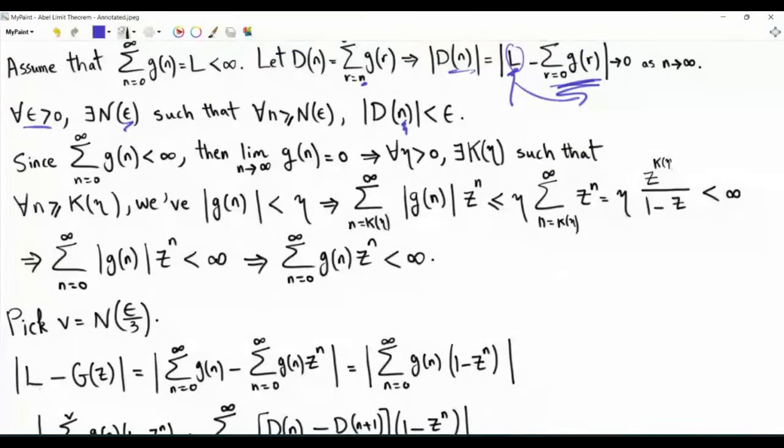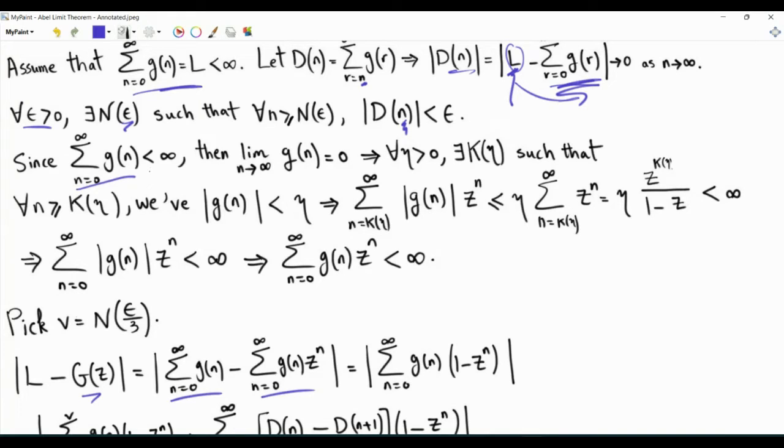In the proof, we will study the difference between L, which is this summation, and the generating function, which is this summation. Here we are summing g of n, here g of n times z to the n. And we want to make sure that both sums are finite so that we can combine them. So our assumption is that the summation g of n is L, which is finite. What about g of z?